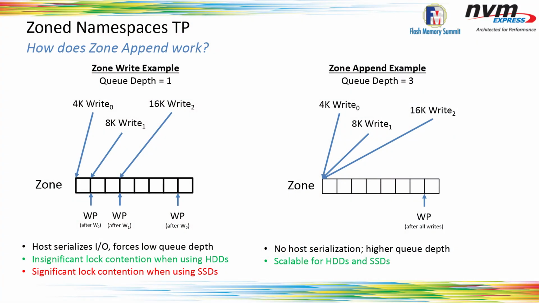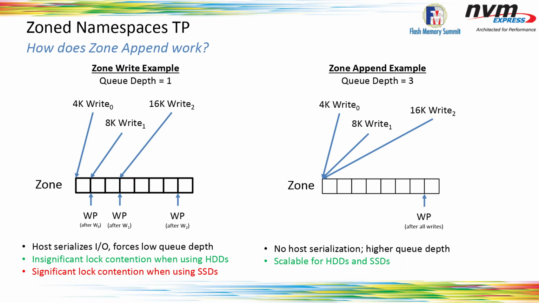So a quick look at how Zone Append works. On the left side, you see the zone write, where traditionally you do 3 writes, and the host orders them, and the write pointer moves, and so the host is serializing the I/O and is forced to stay at low queue depth. With HDDs, the lock contention is not a problem, like I said, because the performance is not so high. But with SSDs, as we saw, we get lock contention, and it's problematic.